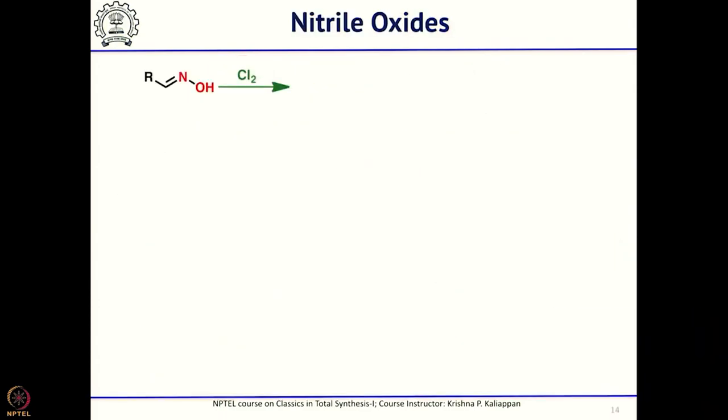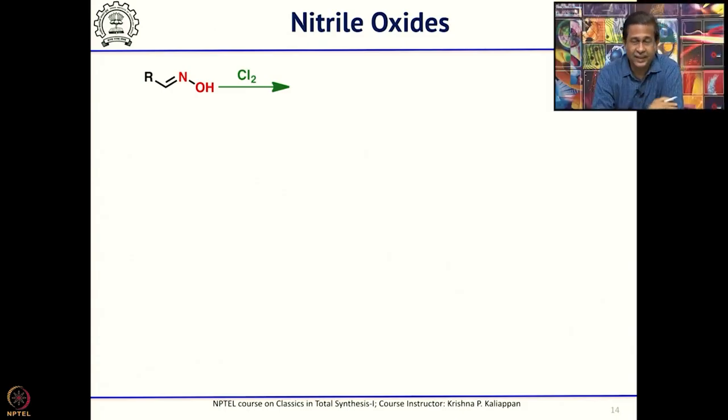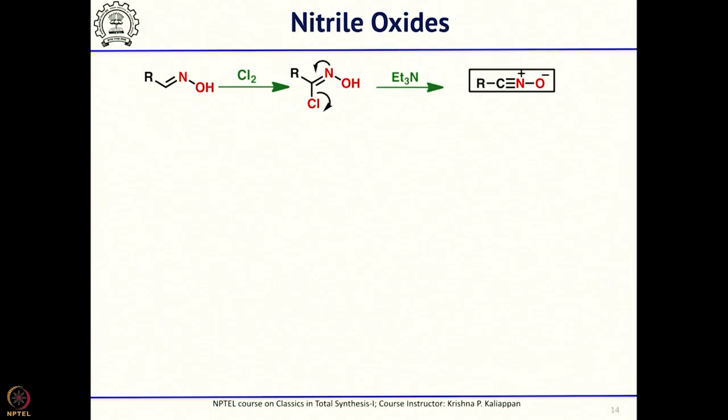Likewise, nitrile oxide. Nitrile oxide can be generated from two different starting materials. One is oxime, the other one is from nitro compound. So once you have an oxime, treat with any chlorinating agent. When you treat with chlorinating agent, first a monochlorination takes place, followed by elimination of HCl in the presence of bases like triethylamine, and you get the corresponding nitrile oxide.